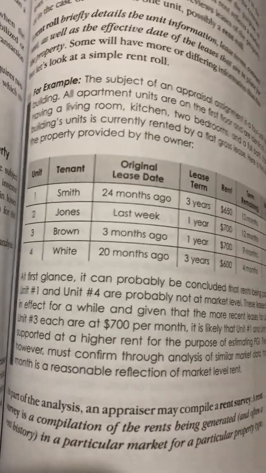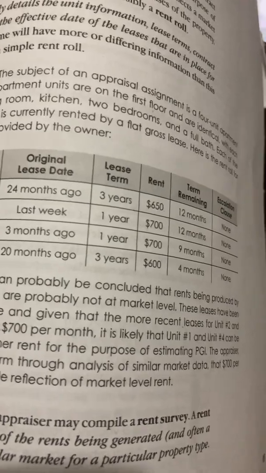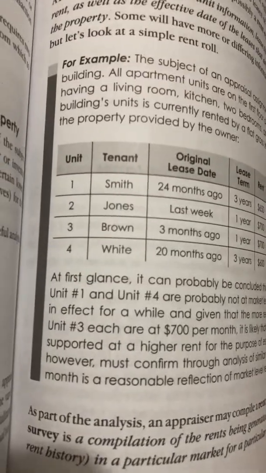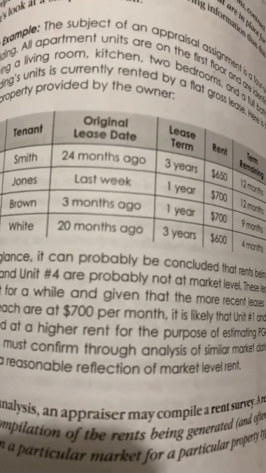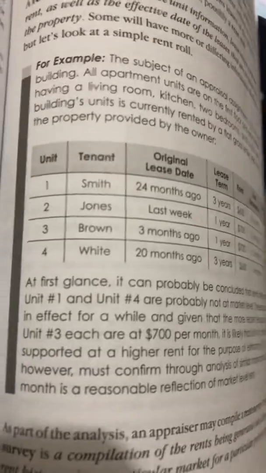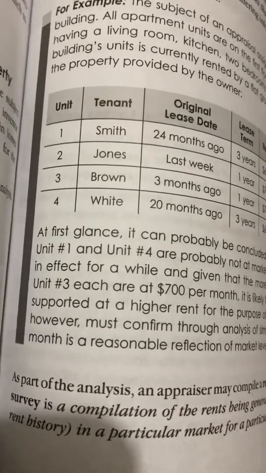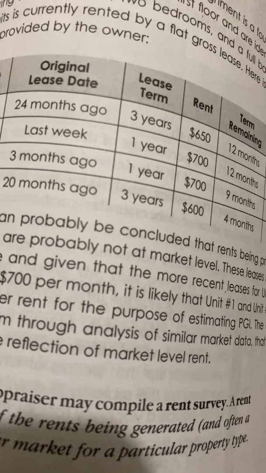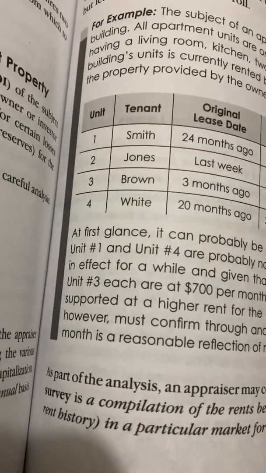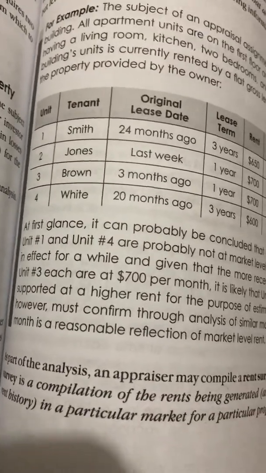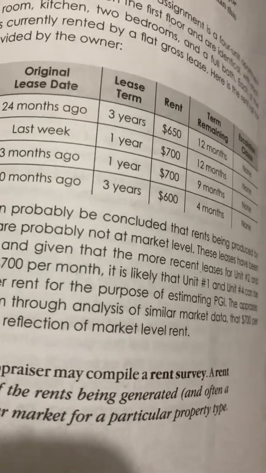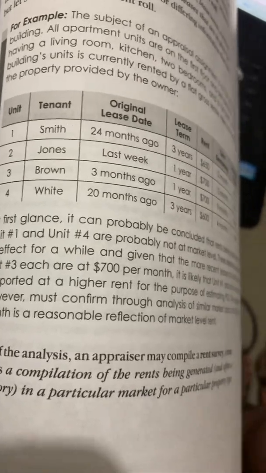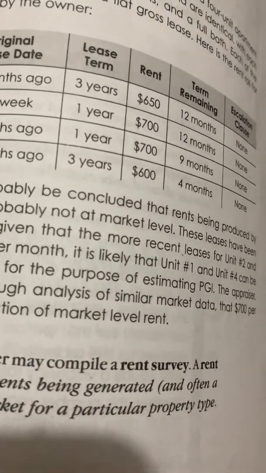The appraiser, however, must confirm through analysis of similar market data that $700 per month is a reasonable reflection of market level rent. As part of the analysis, an appraiser may compile a rent survey. A rent survey is a compilation of the rents being generated, and often a rent history, in a particular market for a particular property type.